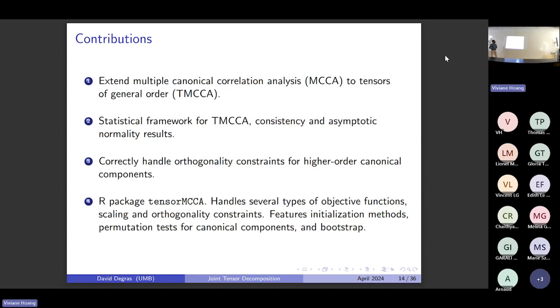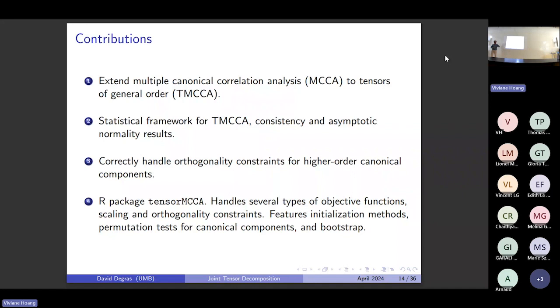So our contribution to the analysis of TMCCA is to provide some tools for extending the multiple canonical correlations, when we work with vectors, to the tensor framework and tensors of arbitrary order. So we provide some new computational methods for that. We provide a statistical framework for understanding what we're doing in TMCCA and what statistical properties we can expect. There are some little technical things about orthogonality with tensors that are straightforward with vectors and matrices, but that get a little bit more challenging when you work with tensors.